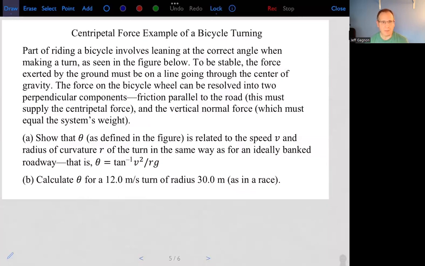So what we want to do here is we want to show that the angle theta, as defined in the figure, I'll show the figure in a second, is related to the speed v and the radius of curvature by that equation. Theta is the inverse tangent of v squared over rg. And then once we have that, then we want to actually calculate theta for a particular situation where the speed is 12.0 meters per second, and then the radius of turn is 30.0 meters, right? So those are like values for, say, a race or something. The bicycle is traveling in a circle. Okay, so it sounds confusing. Let's look at the picture here.